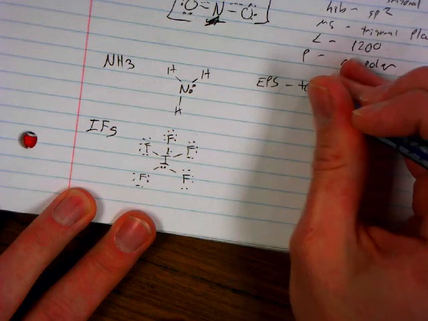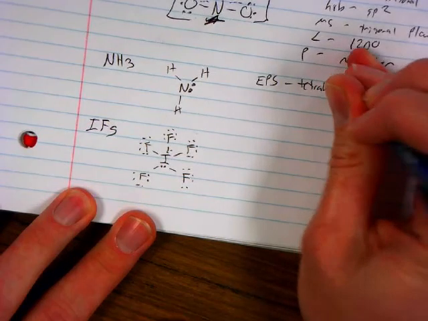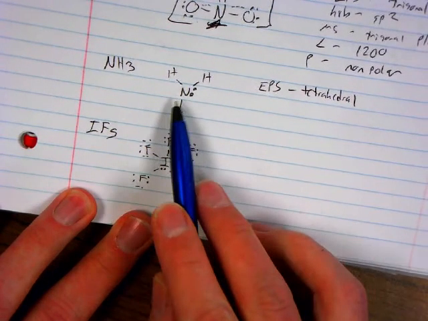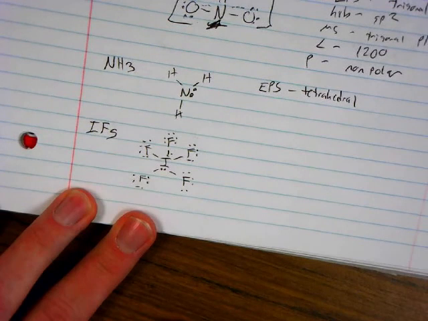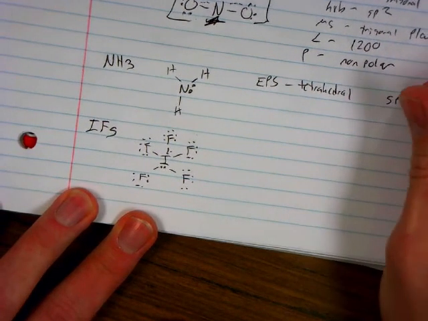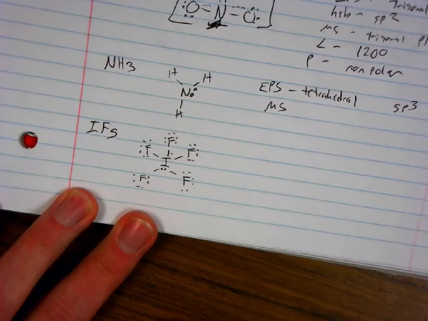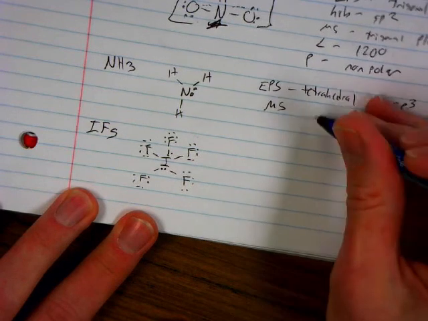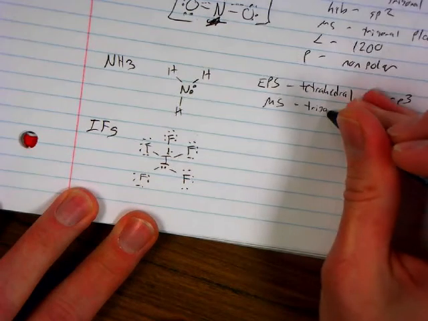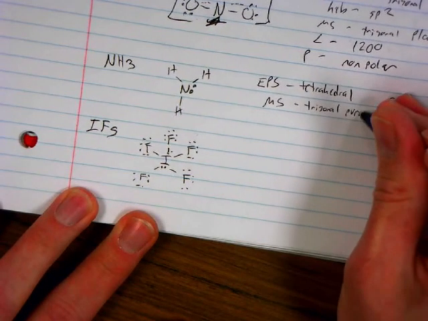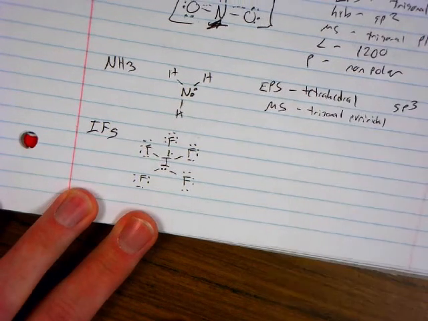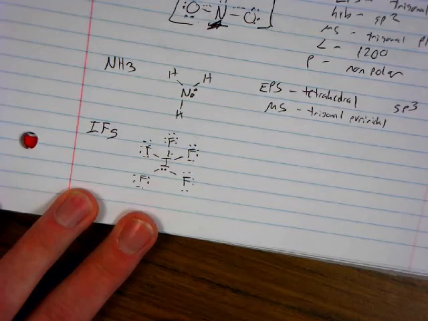NH3, electron pair structure is tetrahedral, because you include the lone pairs. This is how many total sites? 1, 2, 3, 4. That's tetrahedral. Yes. Hybridization, sp3. Molecular structure, trigonal pyramidal. Good work.